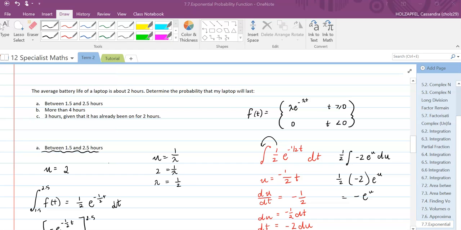Okay, the last question was asking us, let me just scroll up here. The average battery life of the laptop is 2 hours. Determine the probability the laptop will last 3 hours, given that it has already been on for 2 hours. So let's draw a diagram of this scenario.